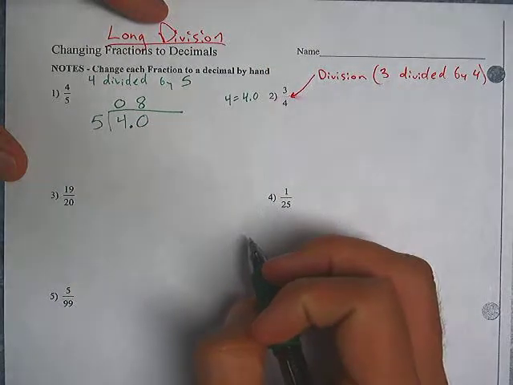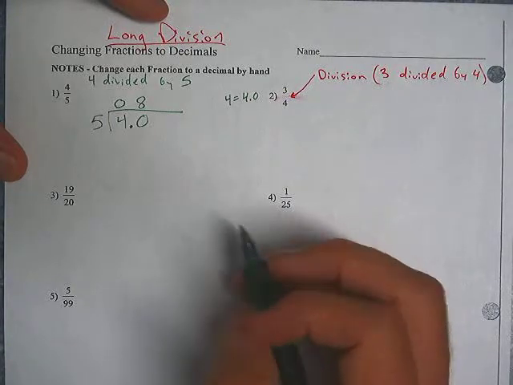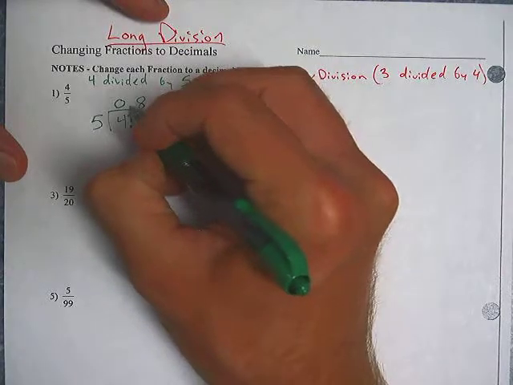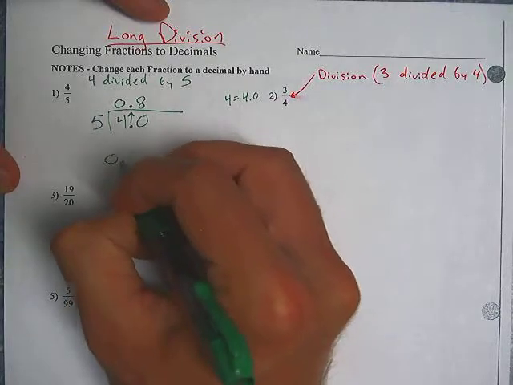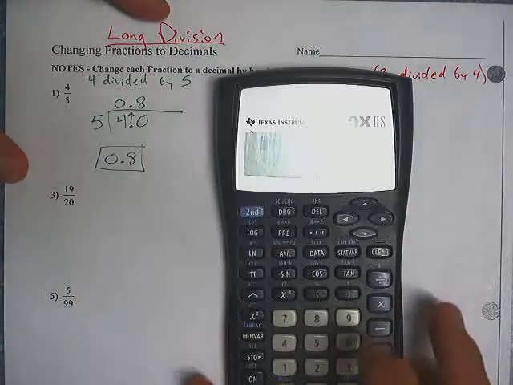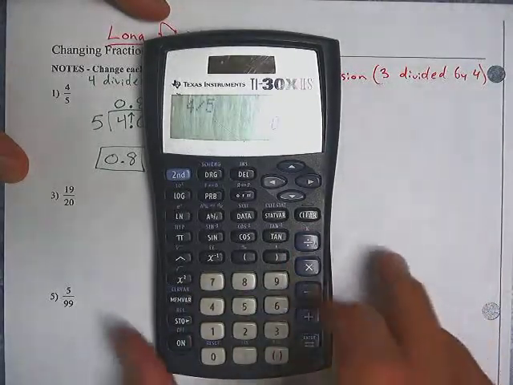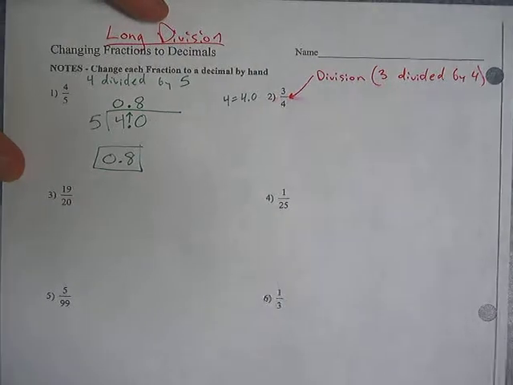And that's 8. I'm going to put that up here. And it goes exactly in. So I'm done. I don't need to do anything else. There's no remainder. The one thing I haven't done yet is put the decimal in my answer, and that decimal always goes straight up. So my answer here is just 0.8. And if I wanted to double check myself, I'd grab my calculator and I would just do 4 divided by 5. And there you have it, 0.8.